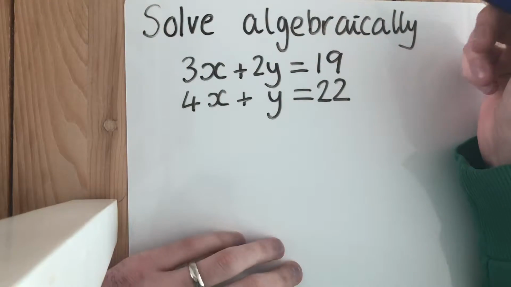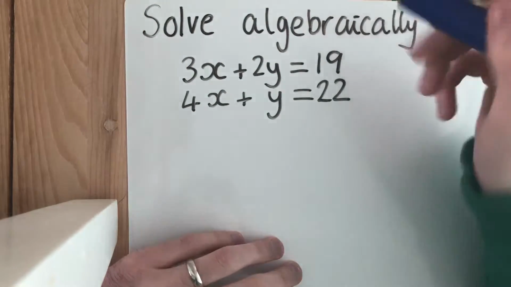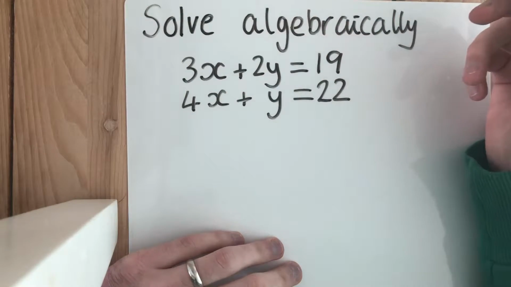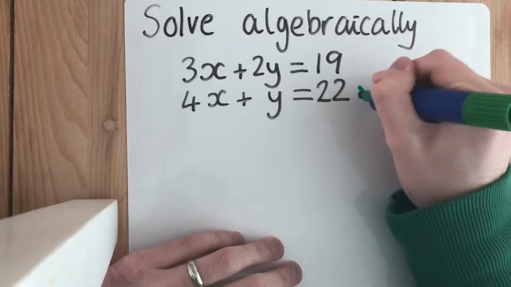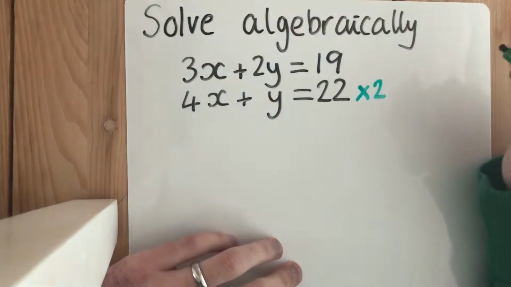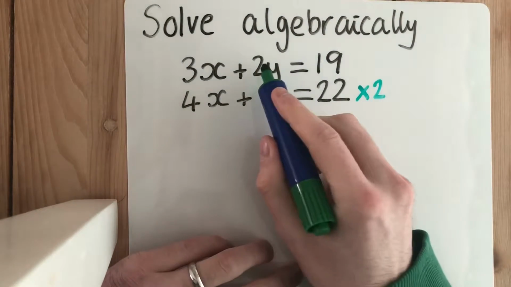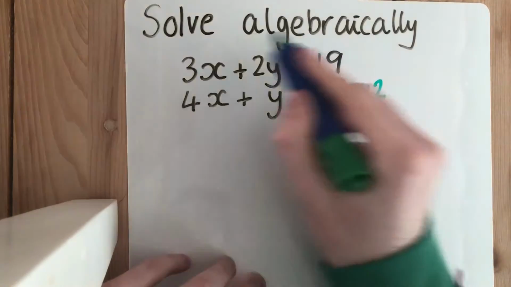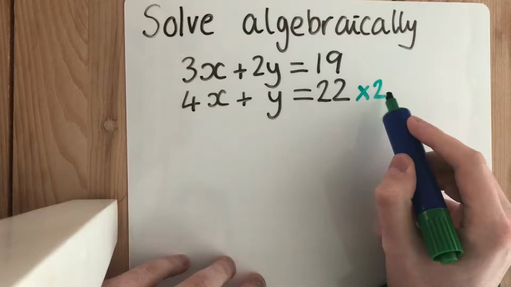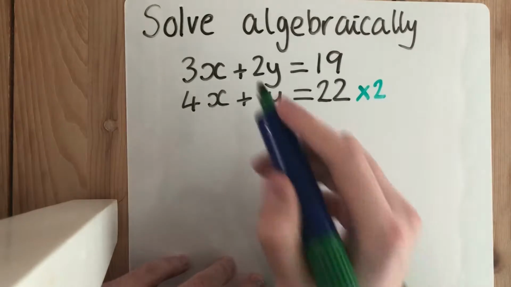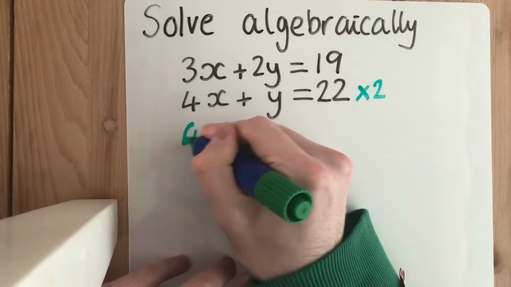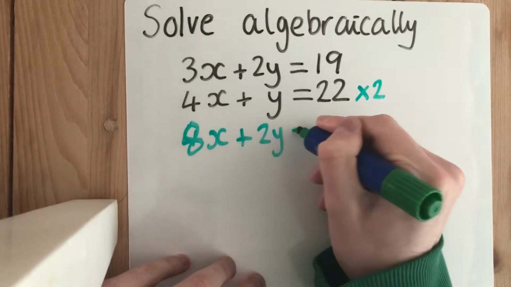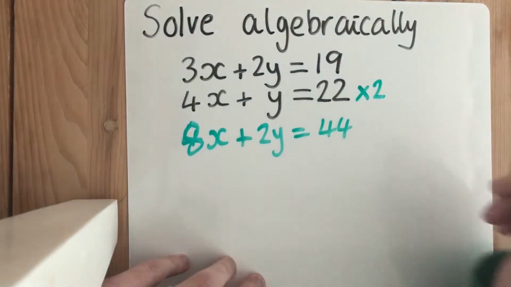So what I need to do is multiply one of these equations in order to make either the x or the y's the same. Easiest way to do it is to multiply the second equation by 2. That will give me a 2y and therefore having the same value in front of y. So the first equation stays the same. The second equation, I multiply every single term by 2, which gives me 8x add 2y equals 44.